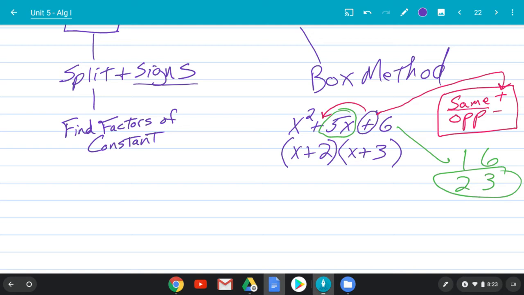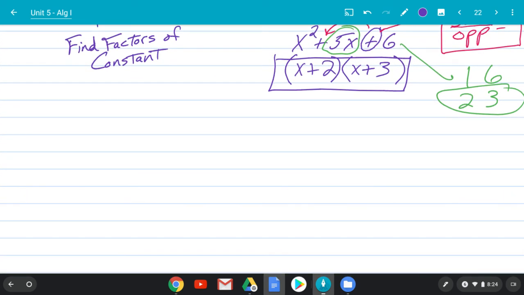Guess what? I'm done. This is factored. x plus 2 times x plus 3. What's so bad, was it? Ready to try another one? Yeah, let's go.